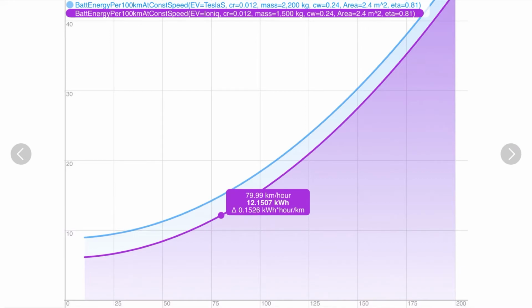The Ioniq at the beginning had a very small battery, and it has only a 1.5 ton weight, and the Tesla has 2.2 tons of weight. And you can see here that these two curves are quite near each other. At 80 kilometers per hour, you have a consumption of 12.1 kilowatt hours per 100 kilometers.